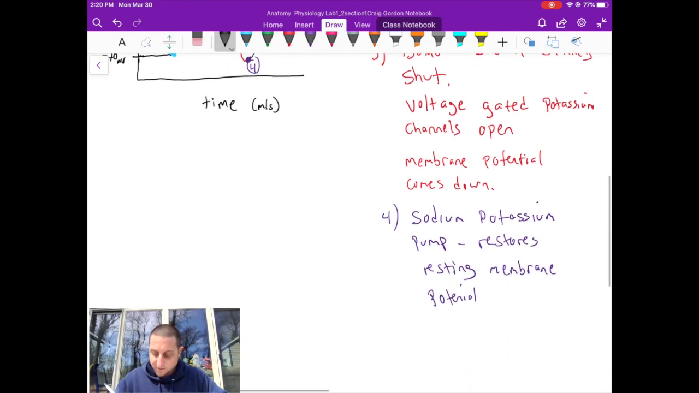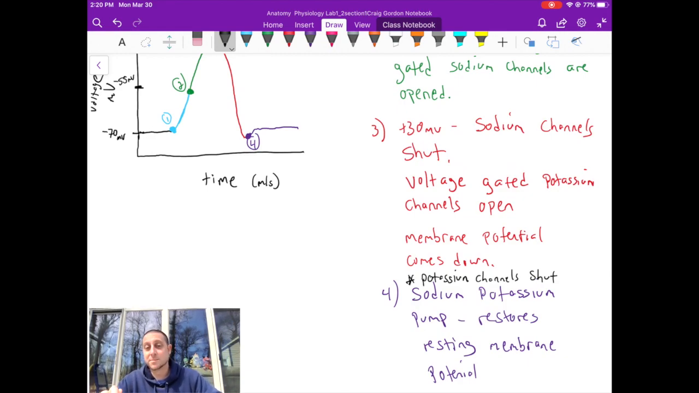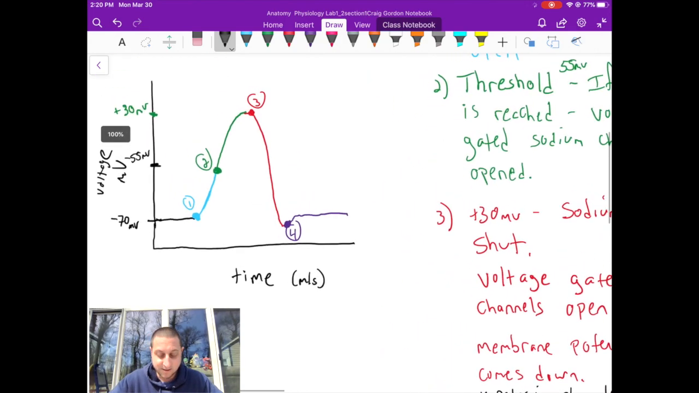At number 4, you have your potassium channels shut. I should have said that. The potassium channels are going to shut, and then the sodium-potassium pump can then restore the membrane potential. They can't be open and all that happening at the same time. So let's just take a look here.